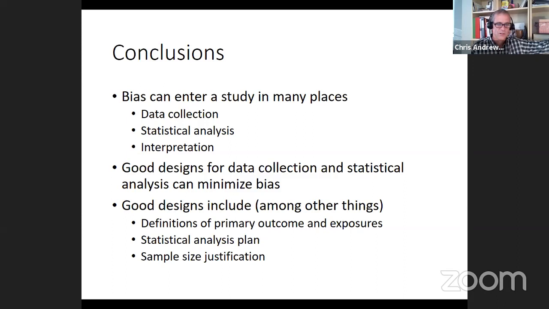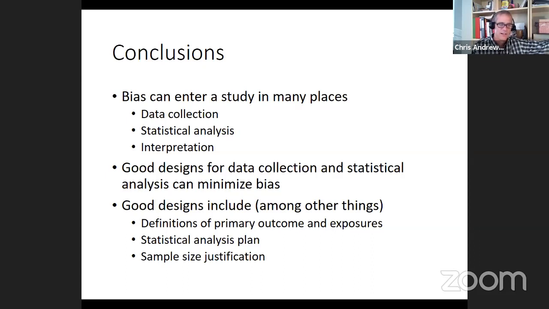So good designs include definitions of your primary outcome and exposures. Ideally, you've done this ahead of time so that you're not making it up as you go along. The more leeway you give yourself at the beginning, the more likely you are to perhaps get into a problem of reporting bias. A good statistical analysis plan will help.